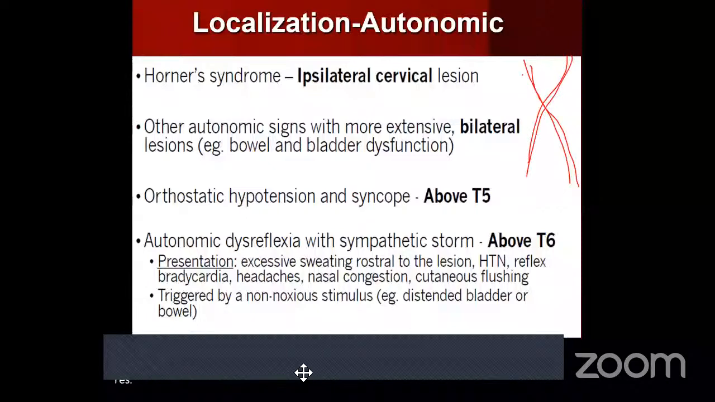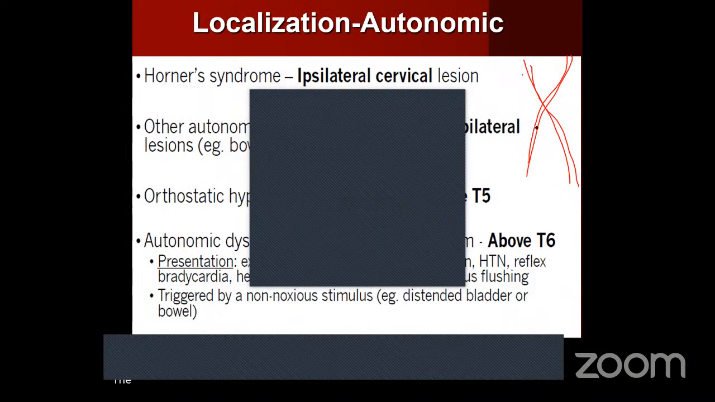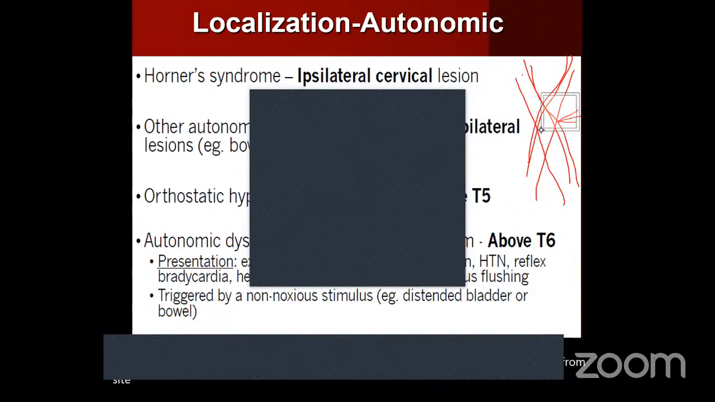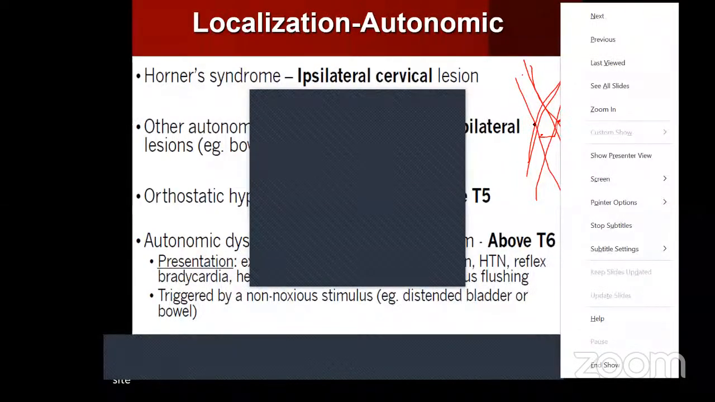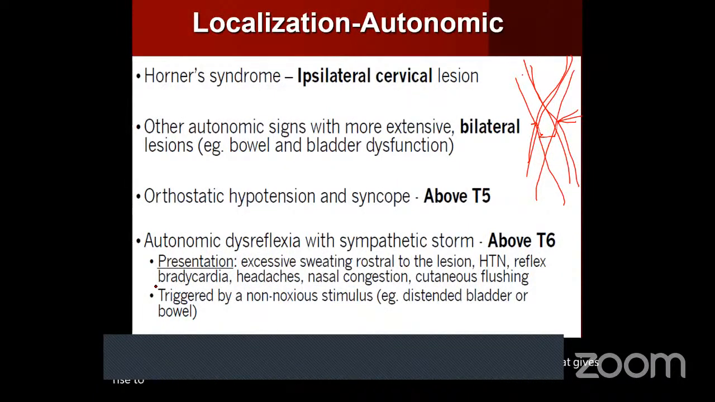I'll describe in one second. I'll mute everybody. Now the lower limb fibers come down and cross at a lower level. Any lesion that is coming from one side will affect the upper limb first, then the lower limb, then the subsequent lower limb on the other side, and then the upper limb. So it is the lamination of the corticospinal tract at the cervicomedullary junction that gives rise to the Elsberg phenomenon. The autonomic dysreflexia with sympathetic storm, which we have just mentioned, is another localization.